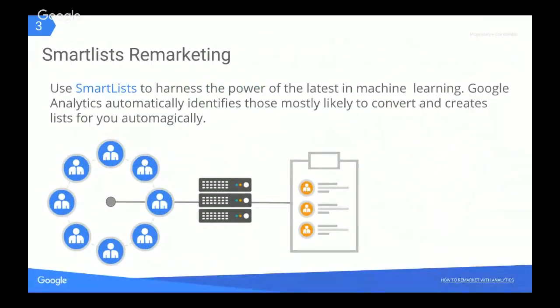There's something called Smart Lists Remarketing, which you can use to harness the power of the latest in machine learning. Google Analytics automatically identifies those who are most likely to convert and creates these lists for you automagically, as this says.